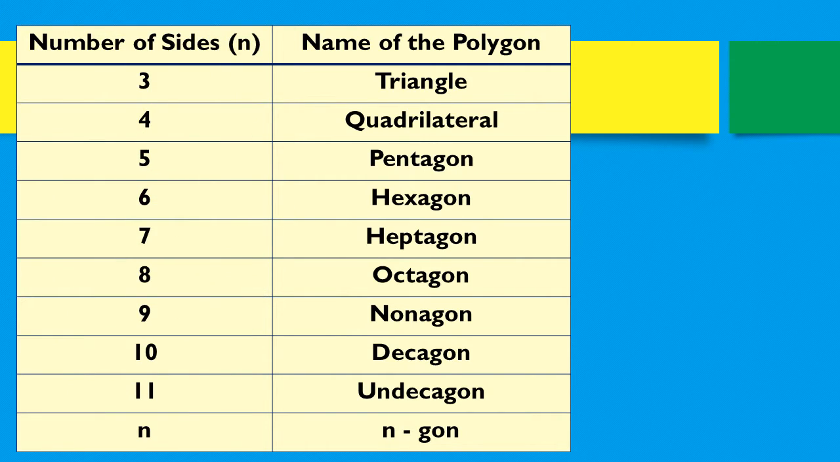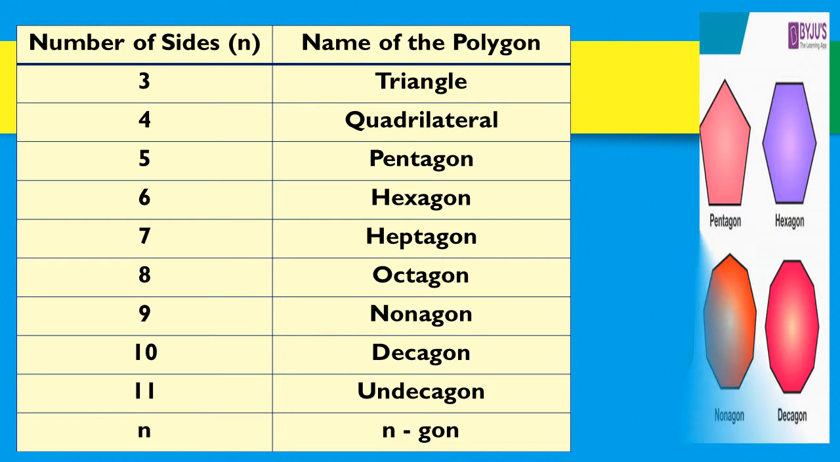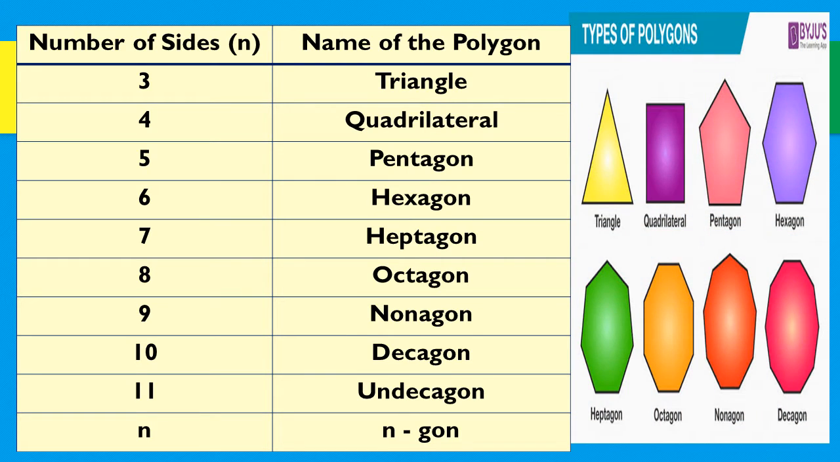We have different types of polygon. We have 3 sides, that is called triangle, 4 sides quadrilateral, 5 sides pentagon, 6 sides hexagon, 7 sides heptagon, 8 sides octagon, 9 sides nonagon, 10 sides decagon, 11 sides endecagon, and so on.